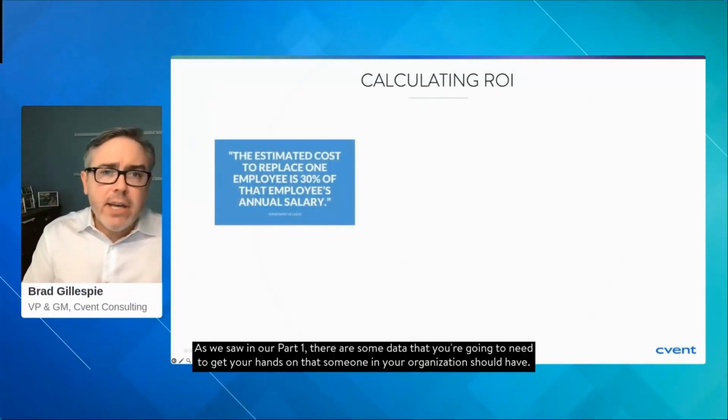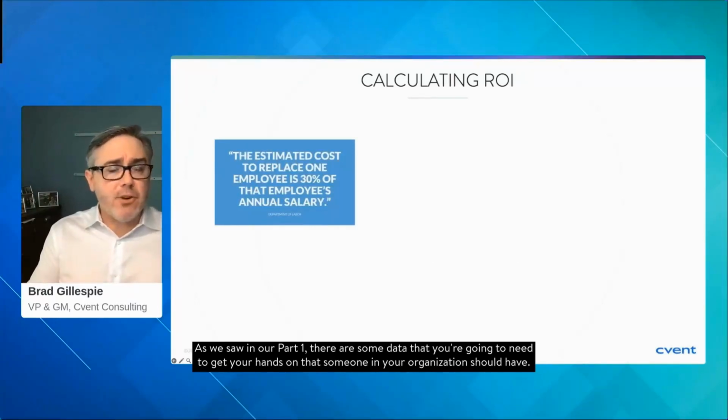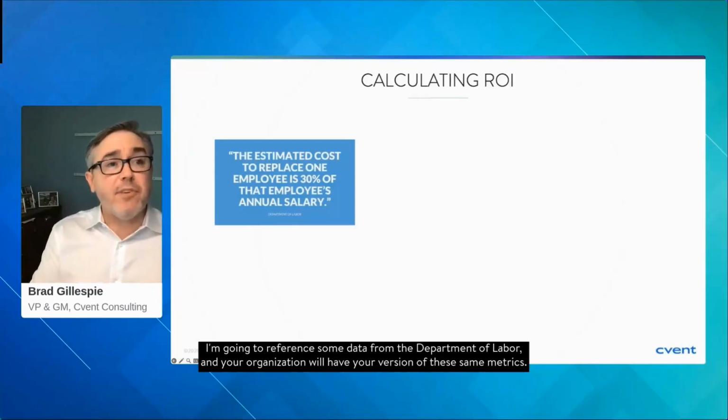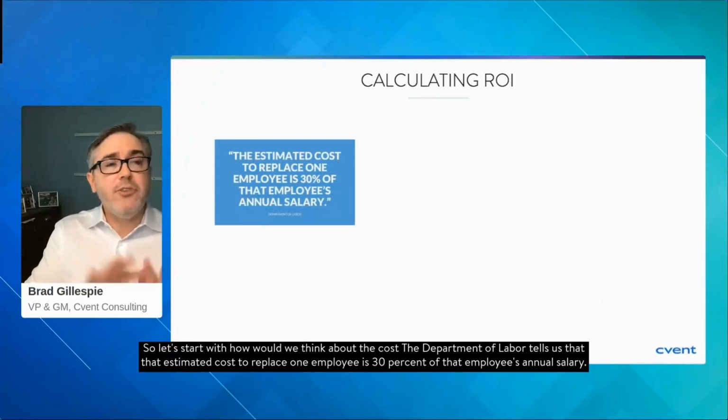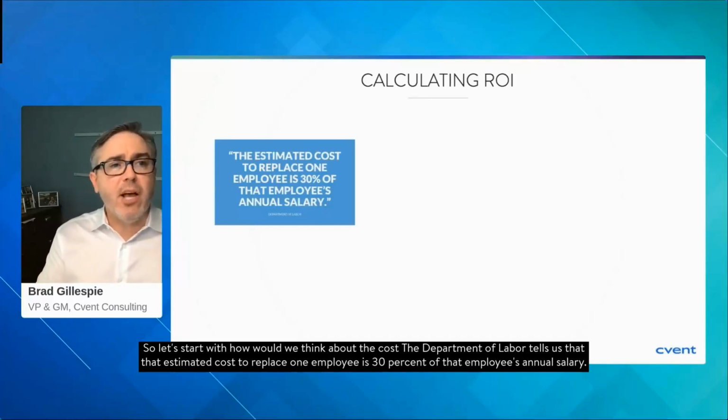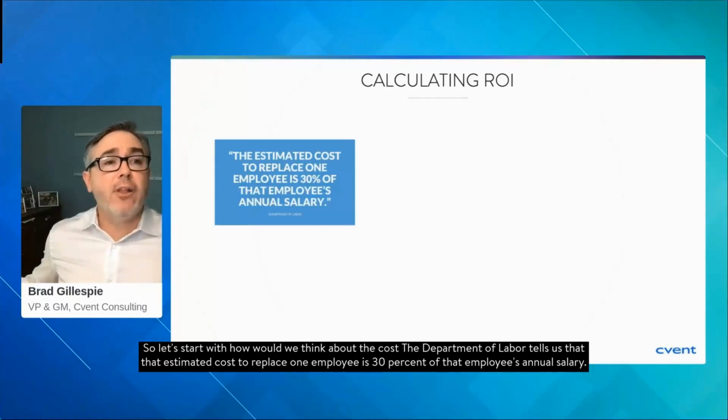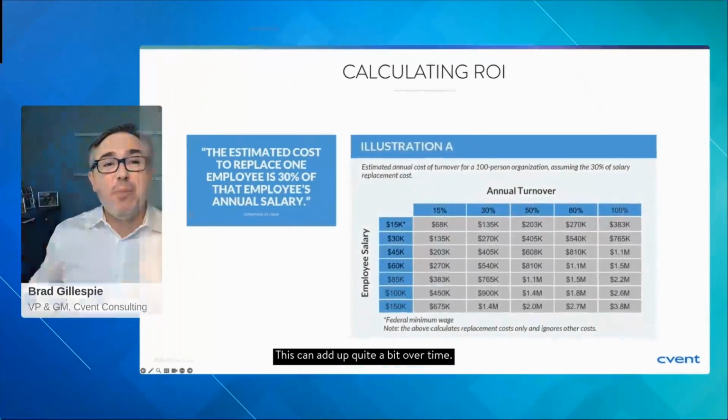As we saw in our part one, there are some data that you're going to need to get your hands on that someone in your organization should have. I'm going to reference some data from the Department of Labor, and your organization will have your version of these same metrics. So let's start with how we would think about the cost to replace an employee. The Department of Labor tells us that the estimated cost to replace one employee is 30% of that employee's annual salary. This can add up quite a bit over time.